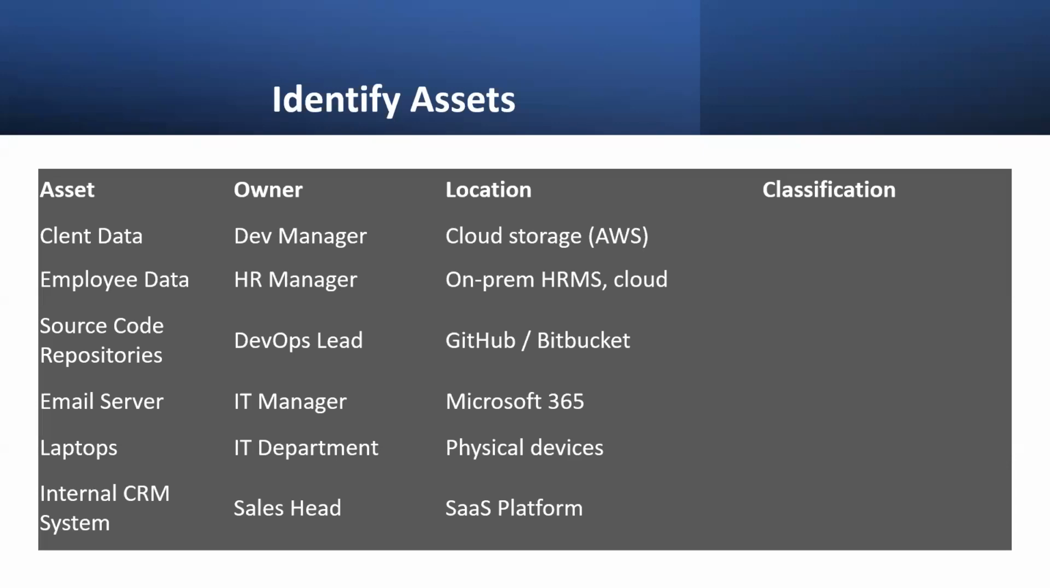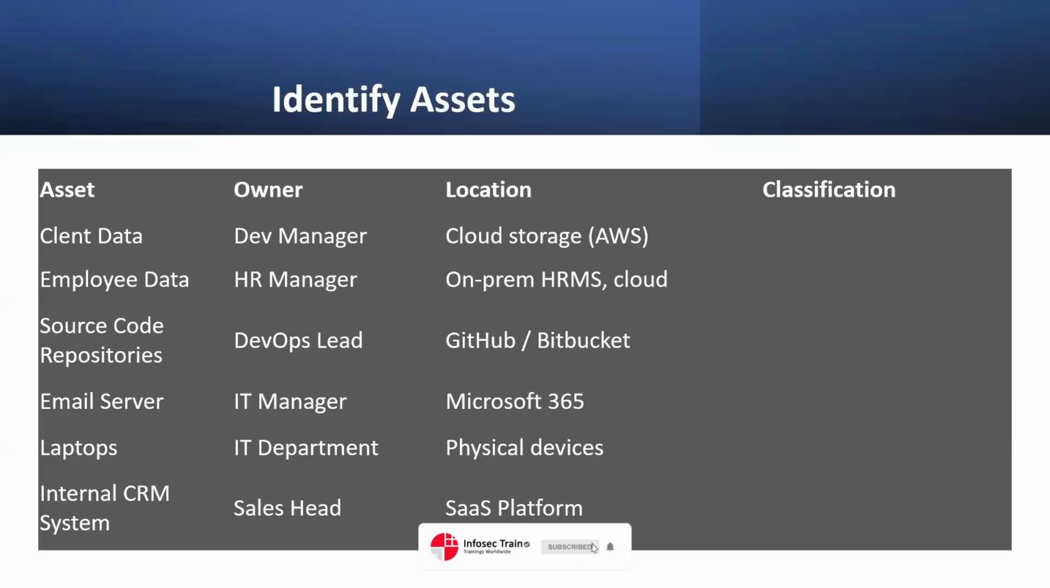So we are going to make a column, and we are going to make a list of the specific data. For the organization, we have kept some of the list of the assets. If you can see on the left hand side, what my asset inventory has been saying, first one is the client data. So my asset is client data.